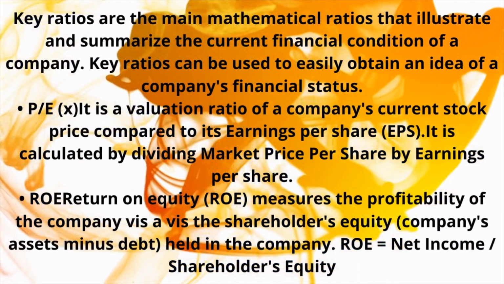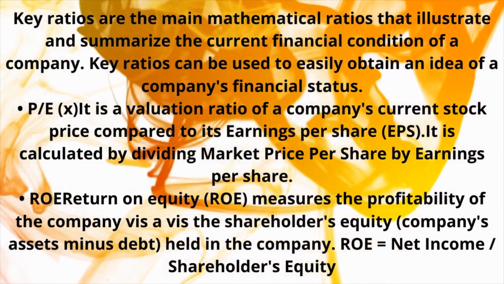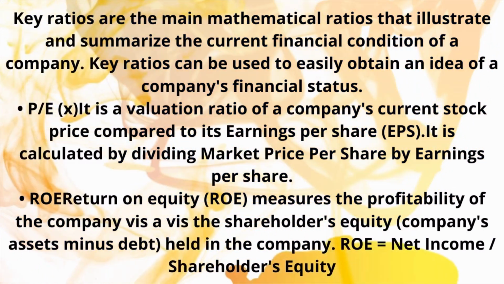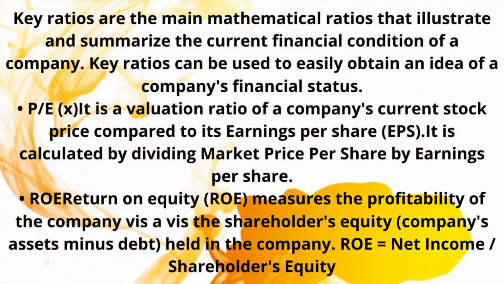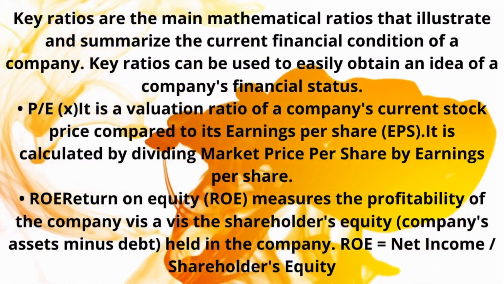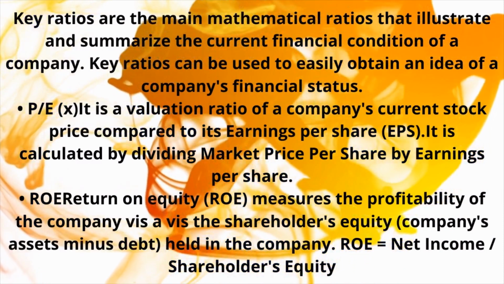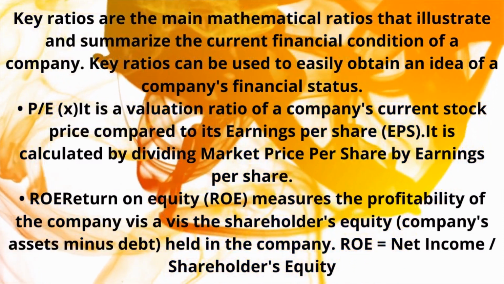Key ratios can be used to easily obtain an idea of a company's financial status. PE is a valuation ratio of a company's current stock price compared to its earnings per share, EPS. It is calculated by dividing market price per share by earnings per share.